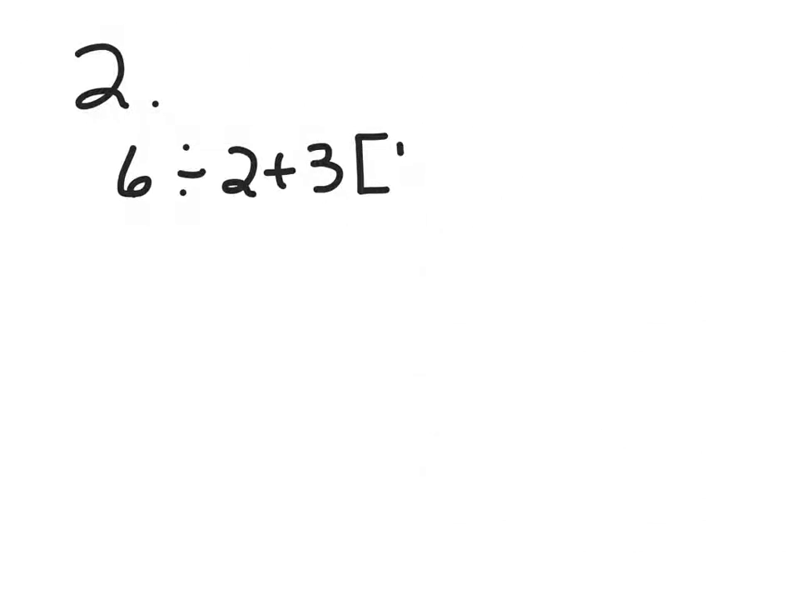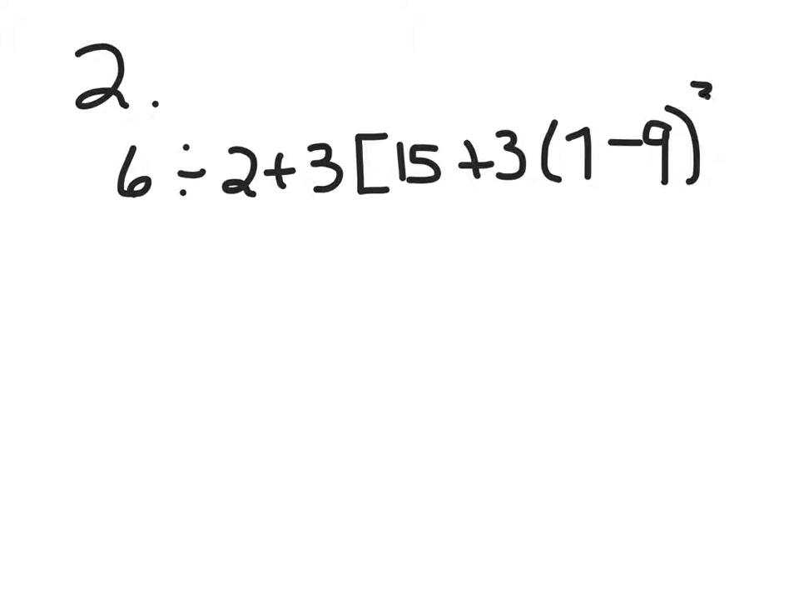The second problem, go ahead and write this down. 6 divided by 2 plus 3, brackets 15 plus 3, parentheses 7 minus 9, exponent to the third power, close the brackets. Now what you want to notice about this problem is there is a lot going on. You've got brackets, you've got parentheses, you've got exponents, so you need to be very careful to do this in order. Let's go ahead and write this down.